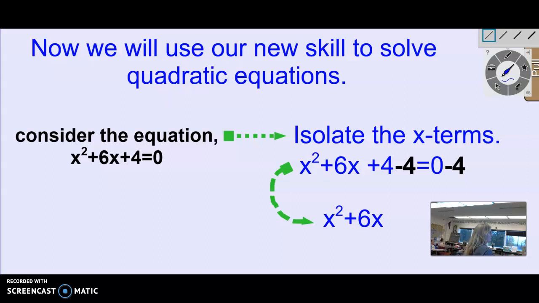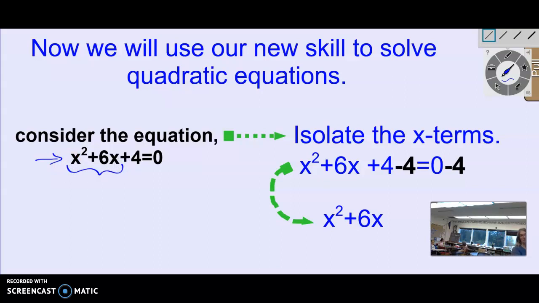So if we have this equation right here, x squared plus 6x plus 4, and I'm trying to figure out where it equals 0, you've learned how to do it by graphing, and you've learned how to do it by factoring. Now we're going to learn how to do it using this new skill, completing the square. So what we're going to do is, I just want these two terms, and then I'm going to complete the square on that expression.